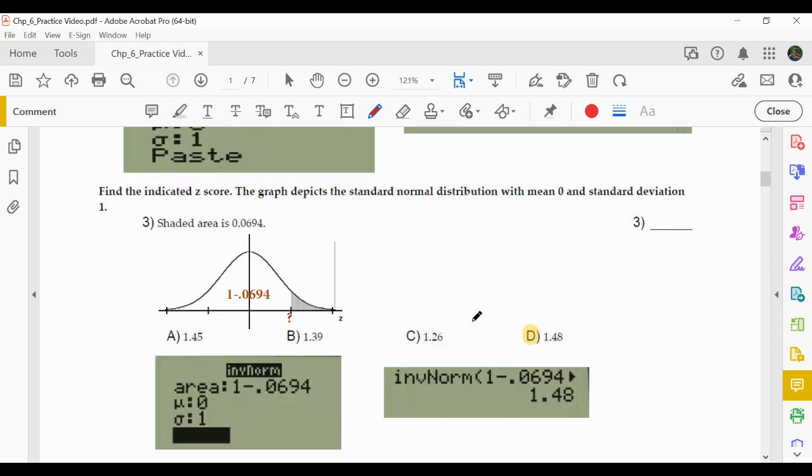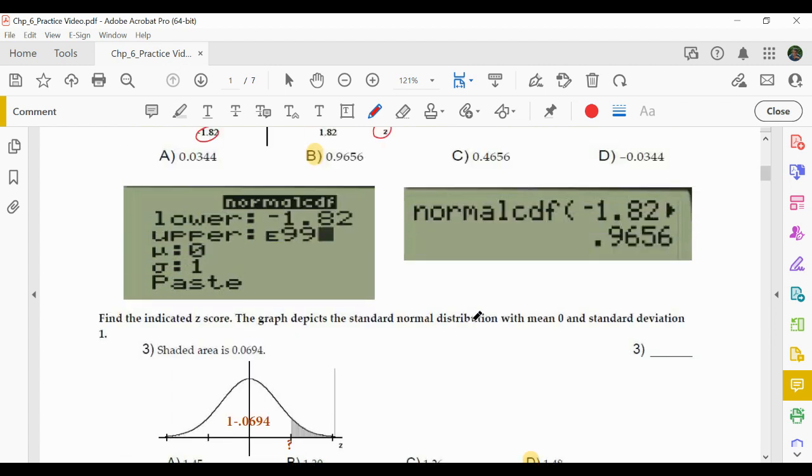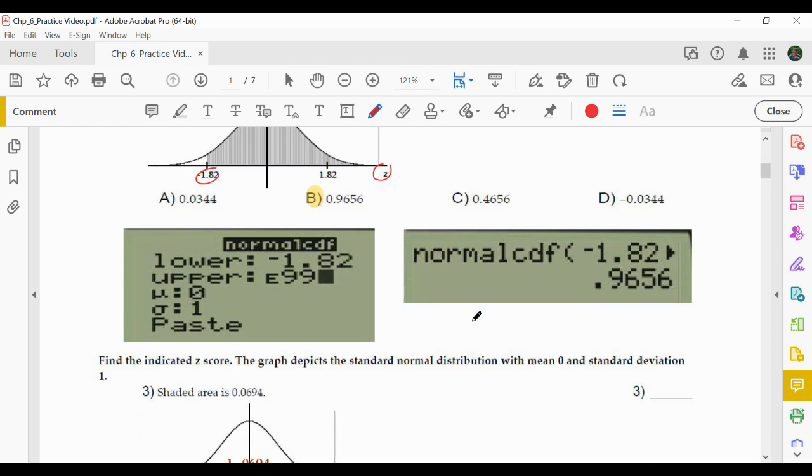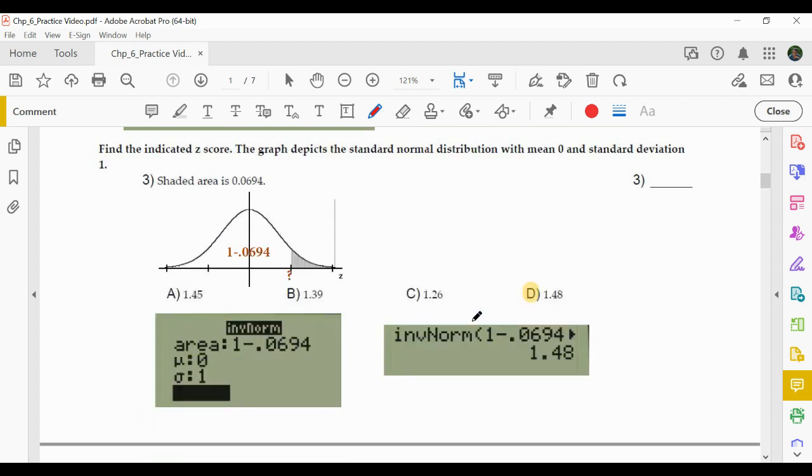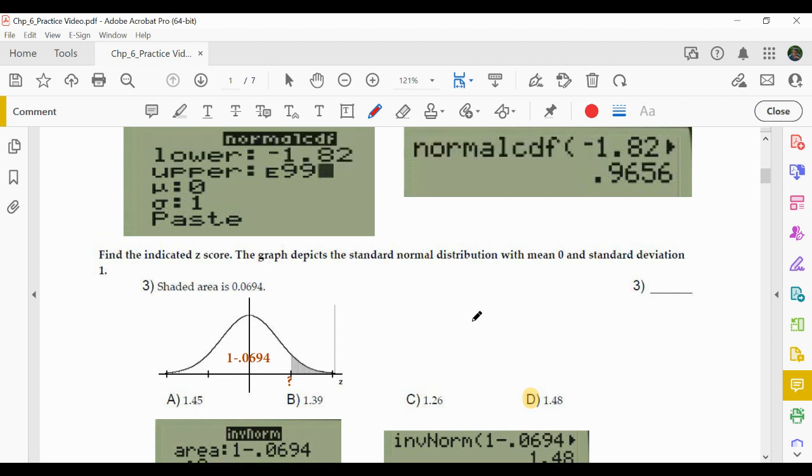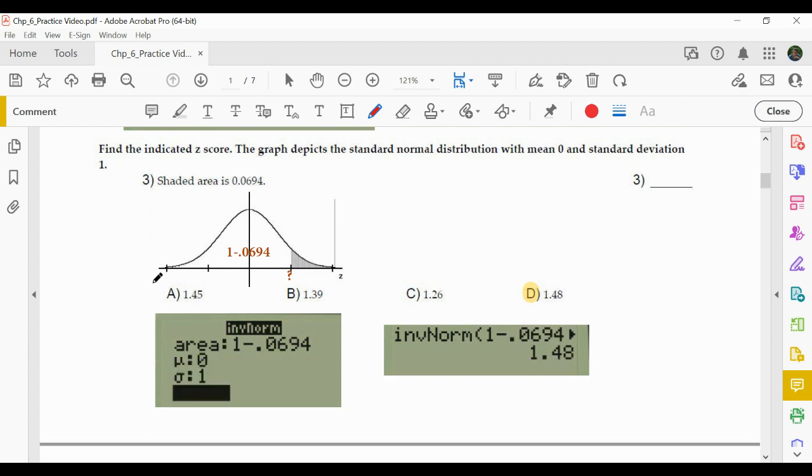We sort of flipped the script here. Before I asked you for the area, and now I'm looking for the z-score. This is labeled 1, but actually it's number 3. He's telling me that the shaded region, from here out to infinity, is 0.0694. But the problem is the area that's associated with this unknown z-score is from here to the left.